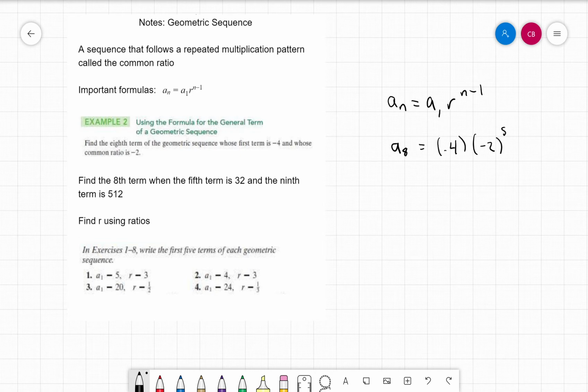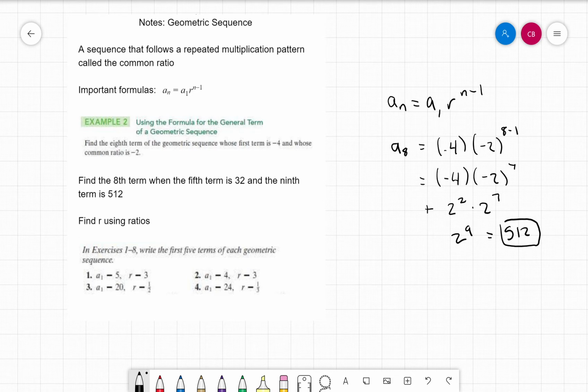to the 8 minus 1. We're using 8 because obviously n is 8. So this is going to be -4 times -2 to the 7. Well, I can already tell you this is going to be positive because this is negative, this is negative because the exponent is odd, and this is negative times a negative, so that's a positive. Then this is 2 squared times 2 to the 7th, which is 2 to the 9th, and 2 to the 9th is 512. So this is going to be our solution for this one.